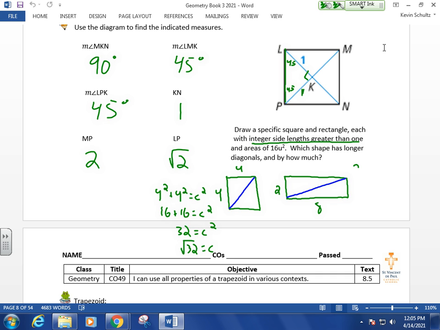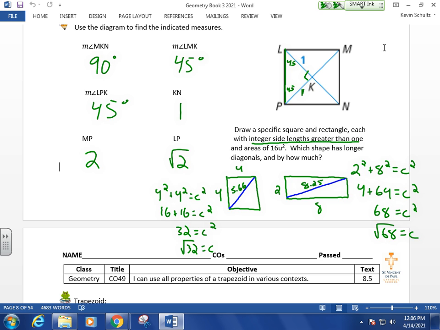Pythagorean theorem for this one, 2 squared plus 8 squared equals c squared, which gives us 4 plus 64 equals c squared, or 68 equals c squared, or the root of 68 as our value for c. Now to figure out how much longer that diagonal of the rectangle is, the square root of 32, rounded to the nearest hundredth, is 5.66. And the root of 68, again rounded to the nearest hundredth, is 8.25.